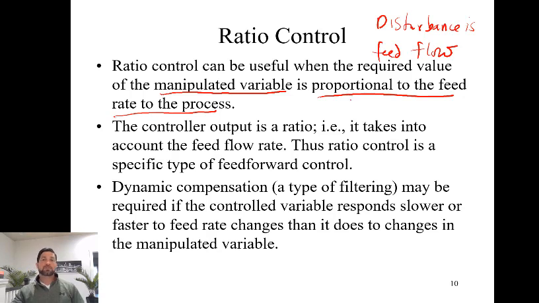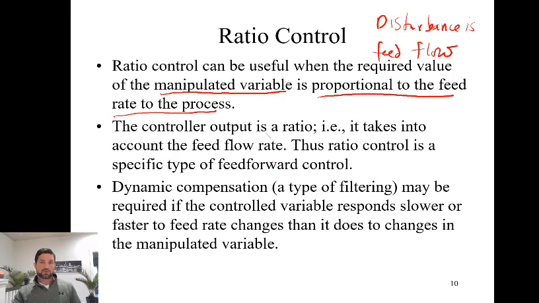But just because the disturbance is a feed flow, it doesn't mean a feed flow as a disturbance will always be compensated for using a ratio controller. The disturbance has to be proportional to the required value of the manipulated variable. So that's the important thing for ratio control to be useful. And again, we'll go through a couple examples.